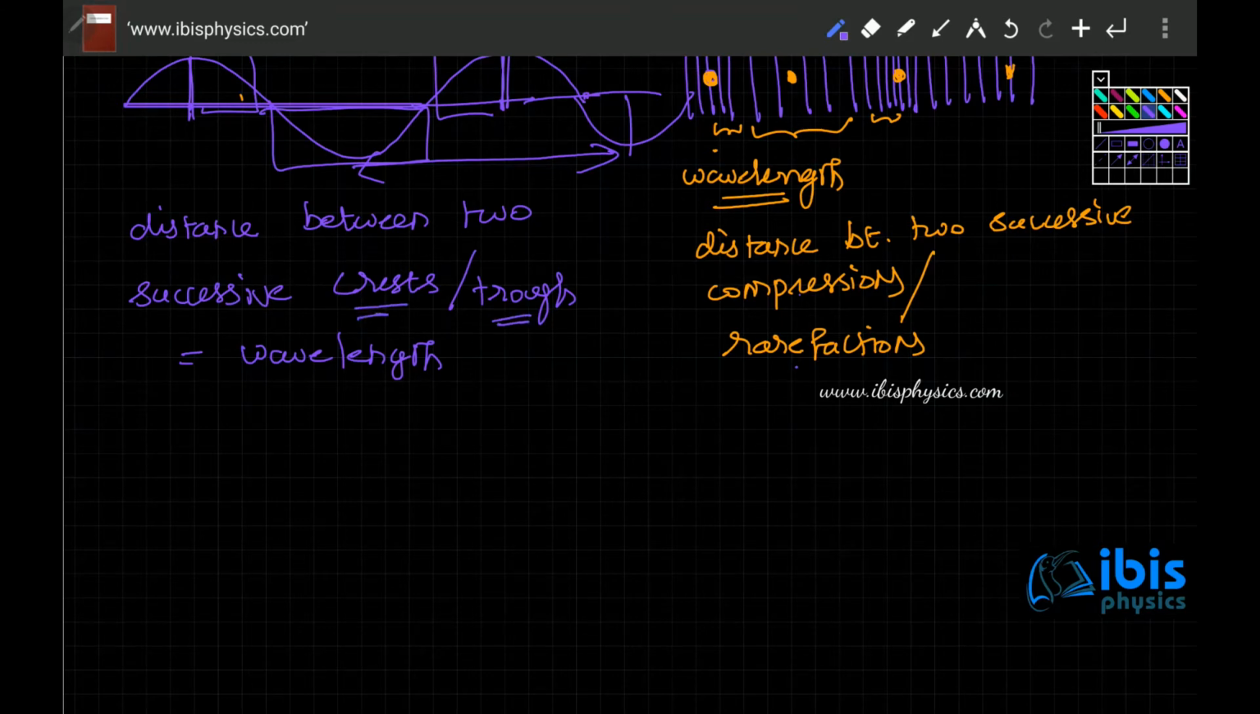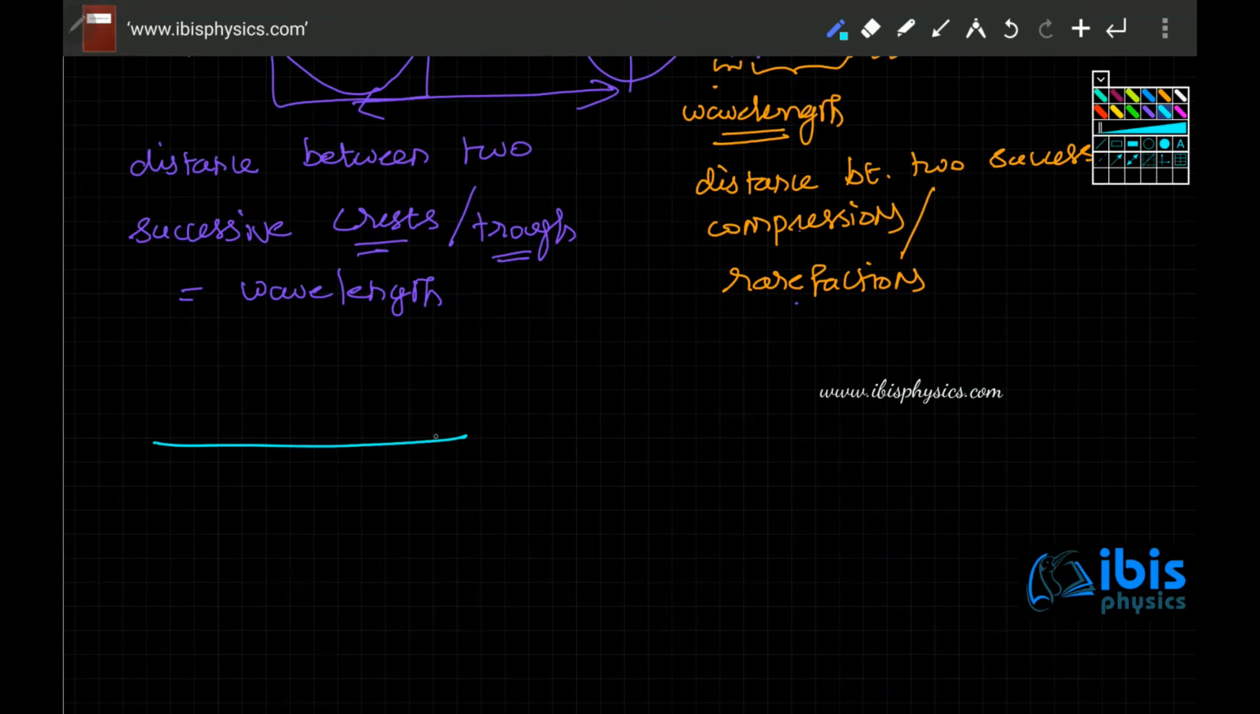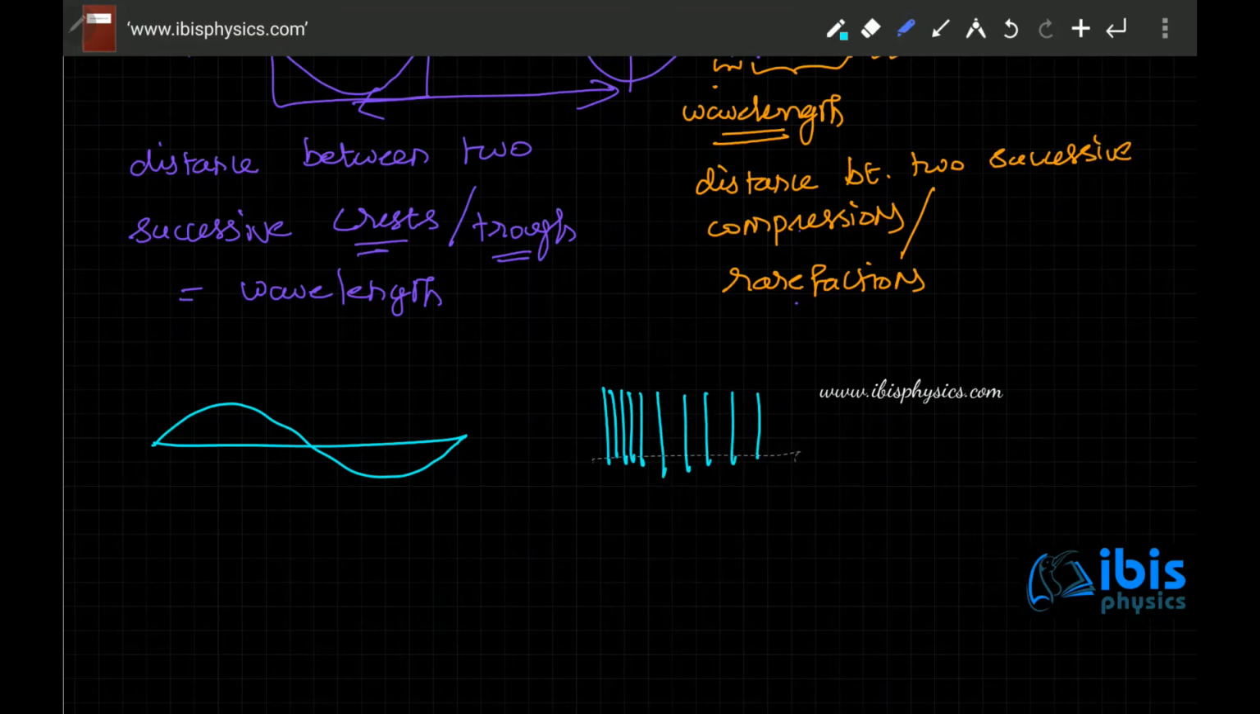That is called wavelength. So for most of our understandings, you do not have to go through all this. One wave is like this in transverse, and one wave in longitudinal is one compression and one rarefaction. So that is equal to one wave. This is how it will look like.